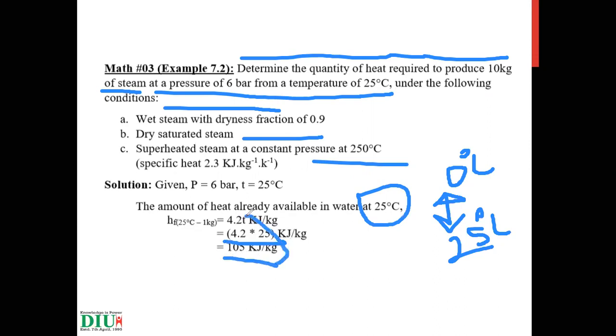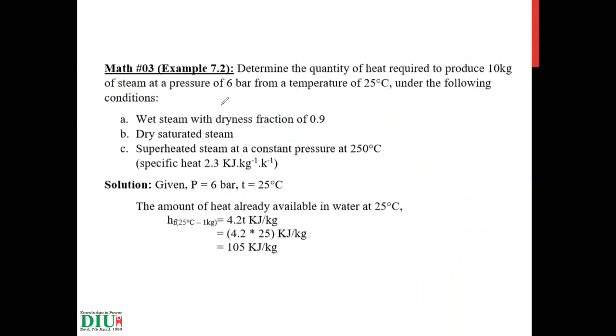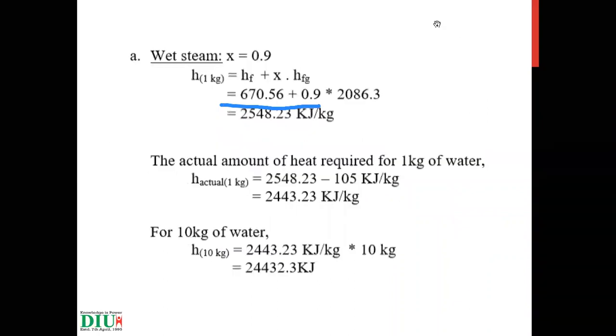This heat we have to subtract from everyone, from wet steam, from dry steam, or even in the superheated steam. Okay, so first of all, for the wet steam, the dryness fraction is 0.9. So you can see here, my student, that we know that h equals hf plus x into hfg, and the value of x equals 0.9.